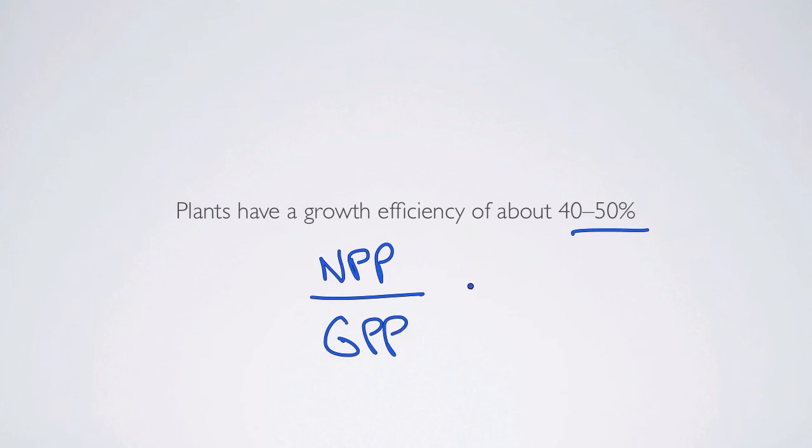And again, we tended to say that somewhere on the order of 50% of the carbon that's photosynthesized goes to respiration. And that leaves about 50% for primary production.